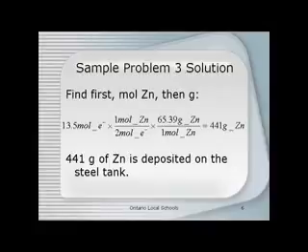So if we run that 3 amp current through a solution of zinc sulfate for 5 days, we would be able to reduce 441 grams of zinc, and 441 grams of zinc would be deposited on the steel tank. So how'd you do?